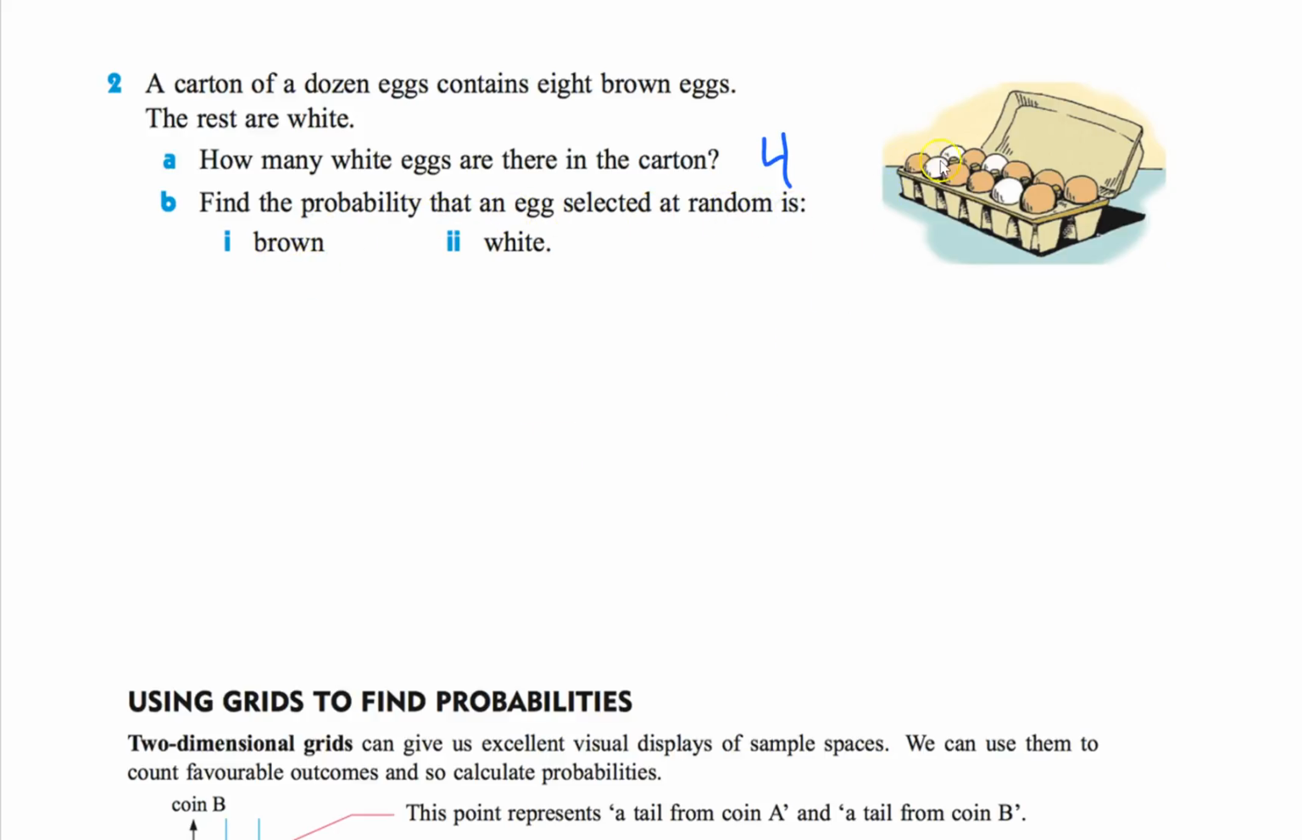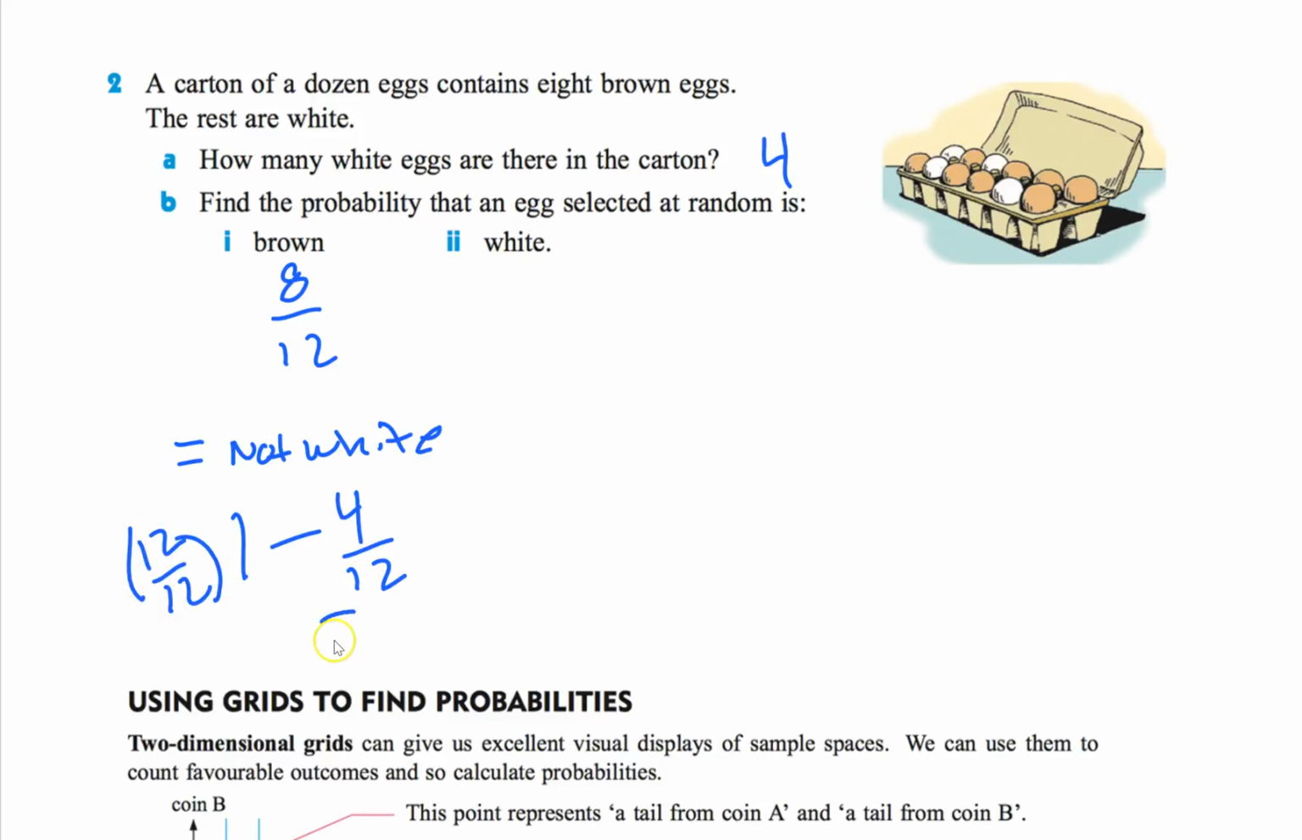So the way you could do that, right? We know there's 4 white eggs. So there's ways you can do it, right? You could count it 1, 2, 3, 4, 5, 6, 7, 8. Go 8 out of 12 eggs. Or you could go, well, there's only 2 types of eggs, so this is the same thing as not white, right? And then we go 1 minus how many are white? Well, we counted 4, so 4 out of 12. So a little common denominator, and you go 8 out of 12. Right? So that way works too. How many white eggs are there? 4 out of 12. Done.